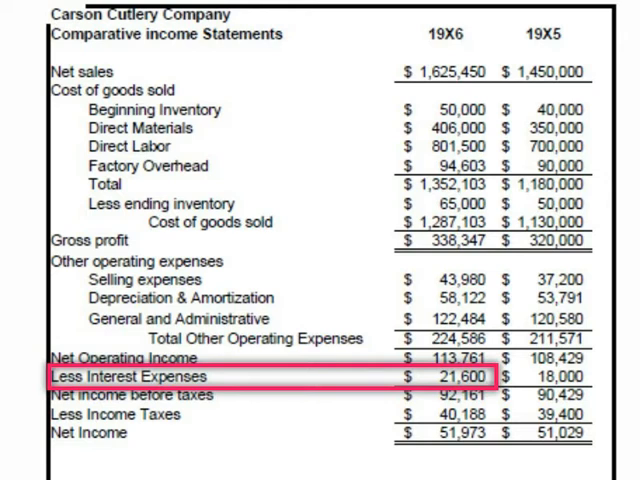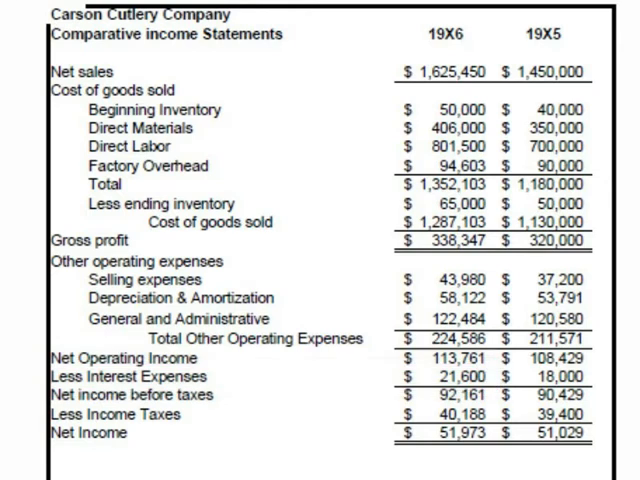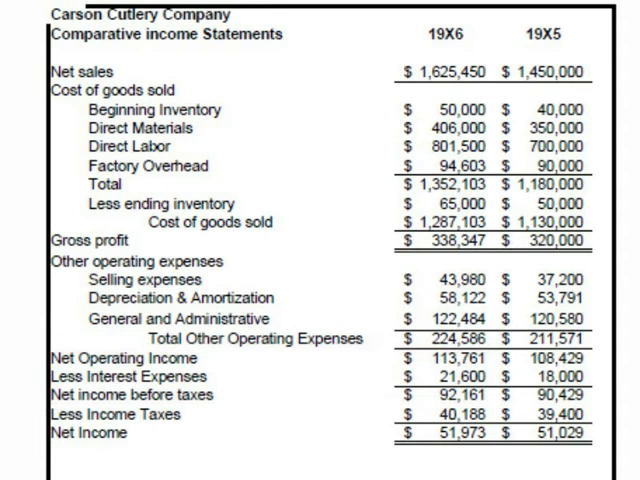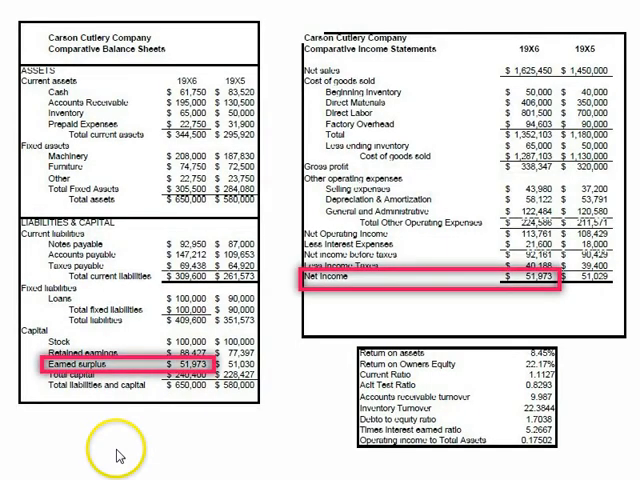So in this example, we subtract 21,600 from 113,761, leaving us a net income before taxes of 92,161. From that, taxes are computed, in this example 4,188, and the net income is reported for this year, 51,973. Notice that this net income 51,973 matches the earned surplus for this year in the previous report, 51,973.